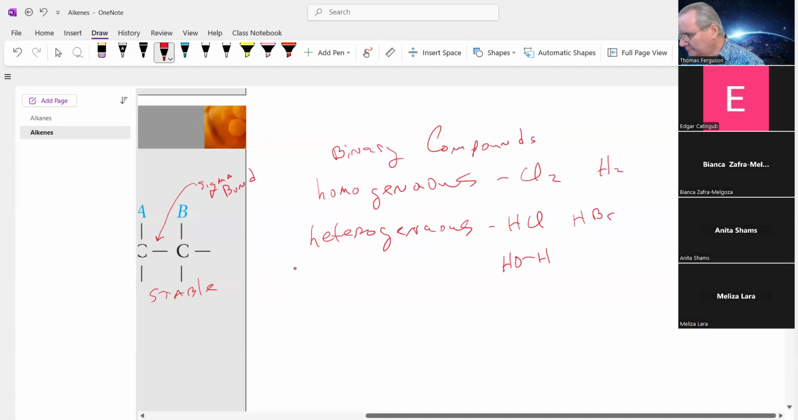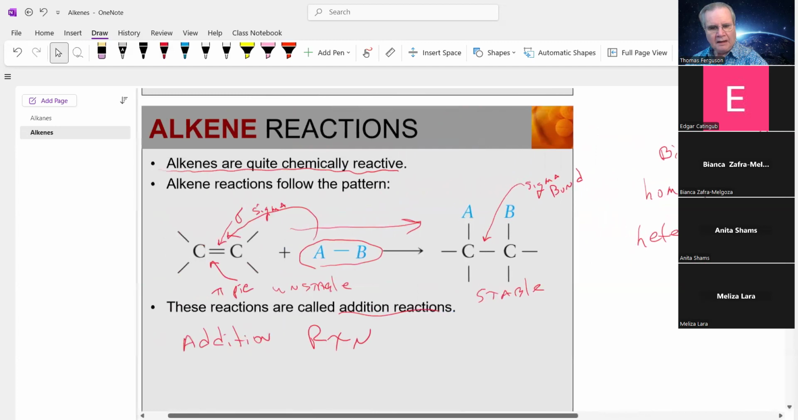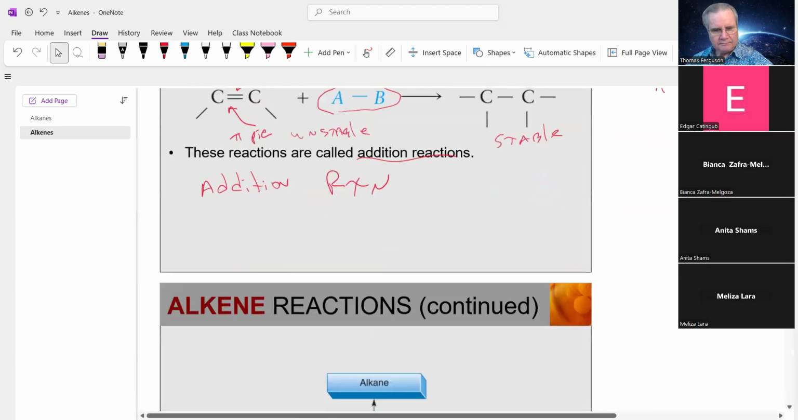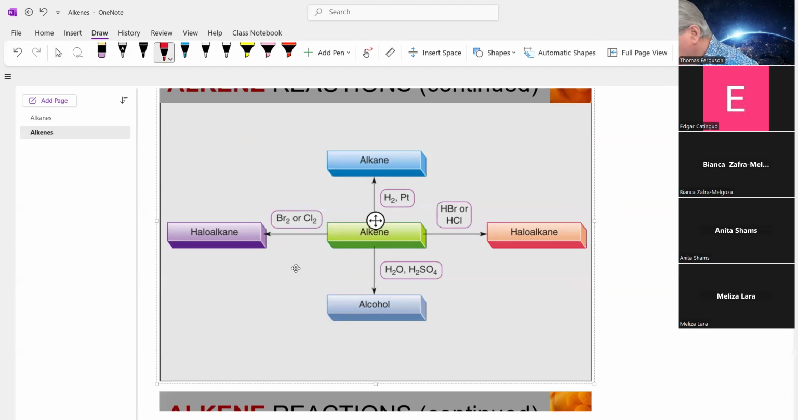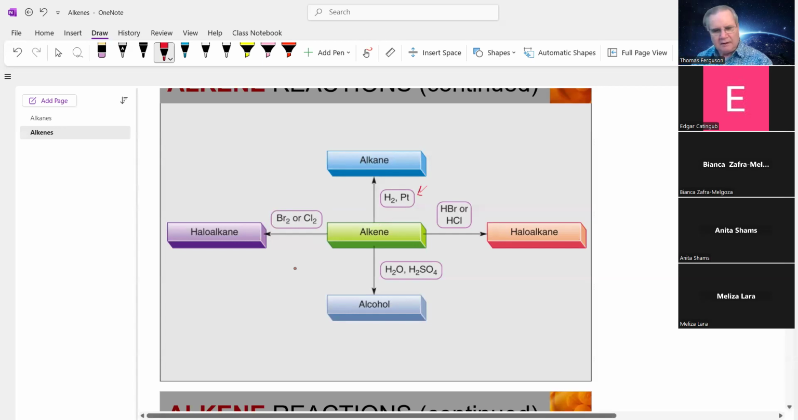Notice how I wrote water. Water's got an H and an OH in it. And that's how it's going to be seen in organic chemistry as an H attached to an OH. So on your diagram chart that I showed you last time, this is at the top. When we add homogeneous, it's going to add across the double bond. Notice here, we need a platinum catalyst.